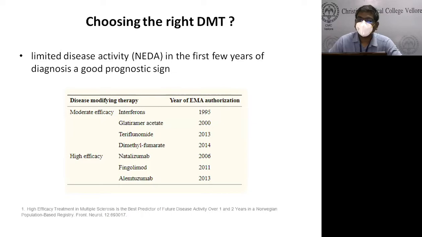Fortunately, in India, what we see, at least in our center, is a lot of patients with not a very aggressive form of MS. So this is how the different disease modifying therapies came into practice. Interferon, 1995, which is slowly going out of practice.